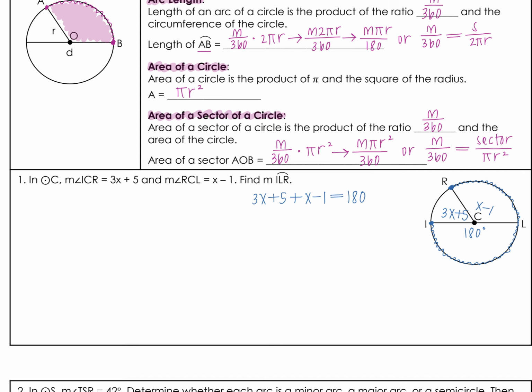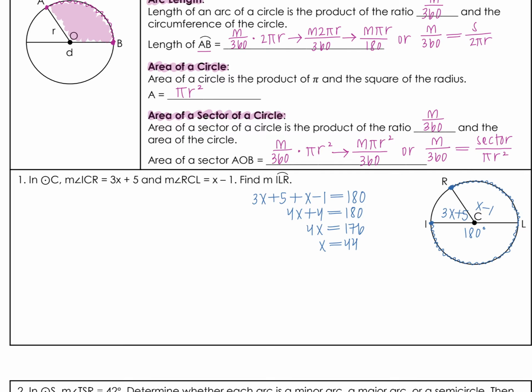Okay, remember you always want to set up your initial, and from that you can then start simplifying, combining your like terms. So when I combine like terms, I'm going to get 4x plus 4 is equal to 180. I'm subtracting that 4 to get that my 4x is going to equal 176. And when I divide, I should be left with x is equal to 44.